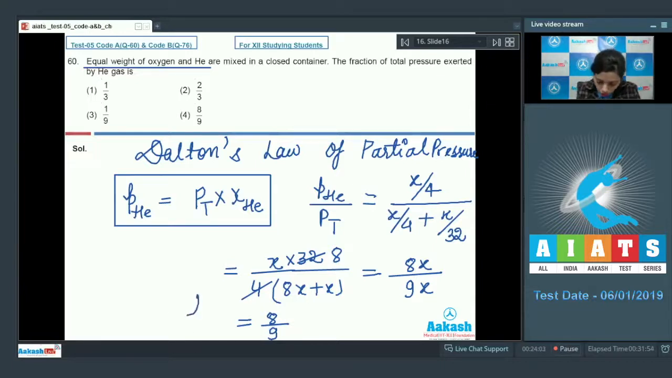This is the ratio of pressure of helium upon the total pressure. So simply this is the fraction of the total pressure exerted by helium gas, and this is given here in option 4, 8 by 9, and I'm choosing it as the correct option. Now after this, question number 61.